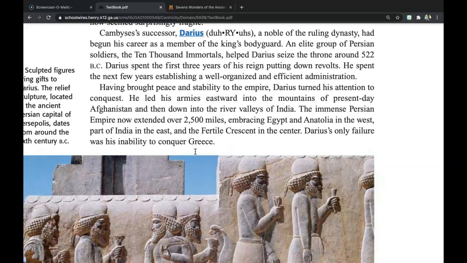He led his armies eastward into the mountains of present-day Afghanistan and then down the river valleys of India. The immense Persian Empire now extended over 2,500 miles, embracing Egypt and Anatolia in the west, part of India in the east, and the Fertile Crescent in the center. Darius' only failure was his inability to conquer Greece.